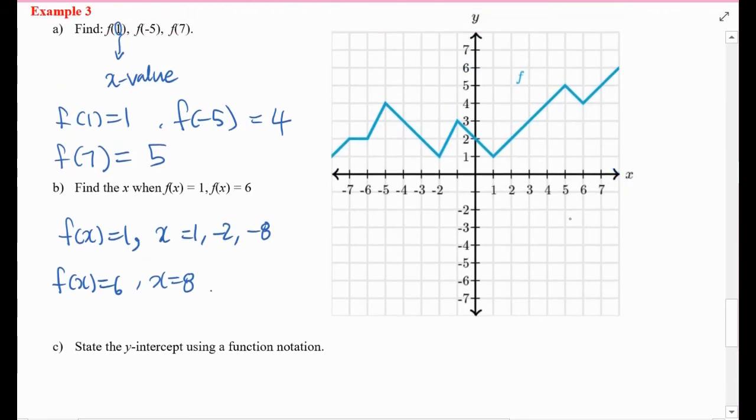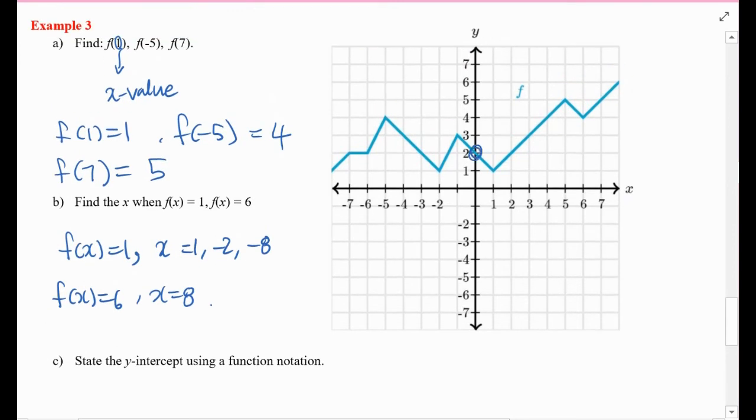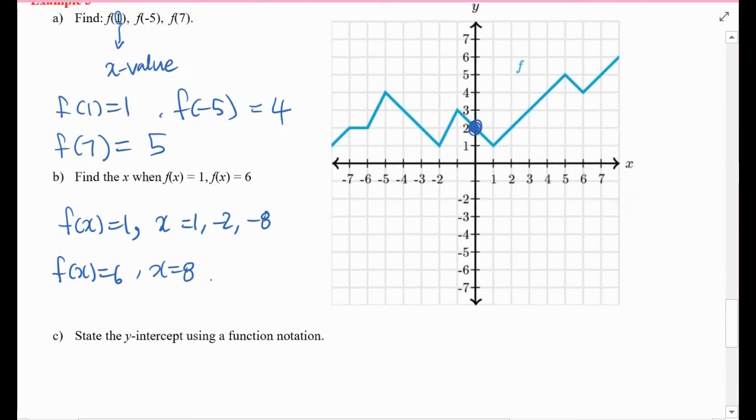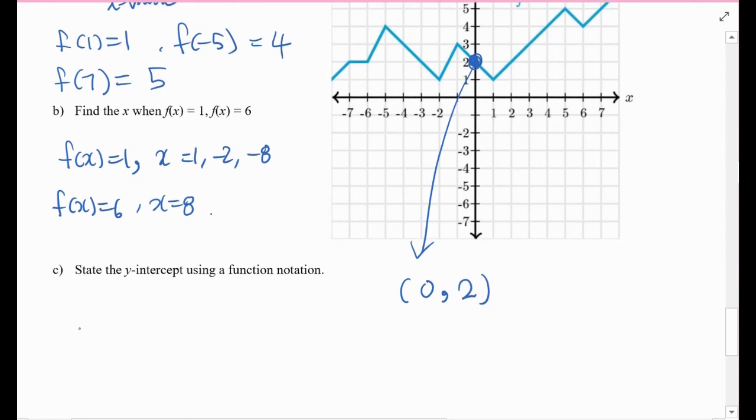Okay, state the y-intercept using function notation. So this is the y-intercept. What's the coordinate? What's the ordered pair of this? That is (0, 2). So using function notation, this is the input and this is the output. So if you plug 0 in as an input value, it should become 2. So the y-intercept is f of 0 equals 2.